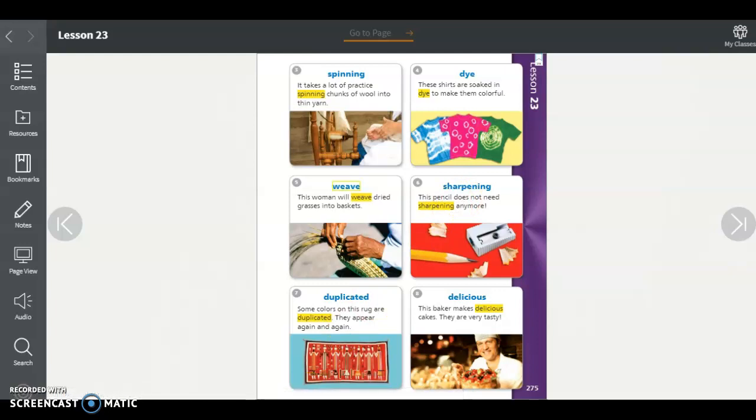Sharpening. Say it. Sharpening. This pencil does not need sharpening anymore. Sharpening. What do you think sharpening means?